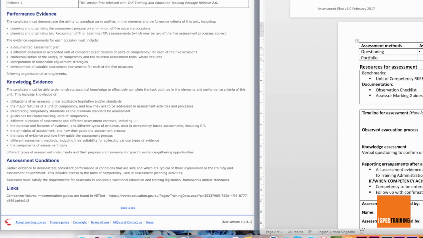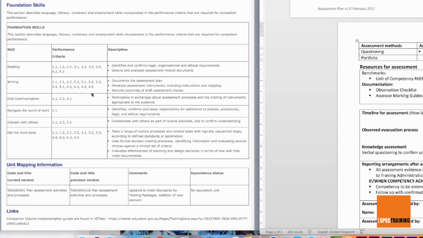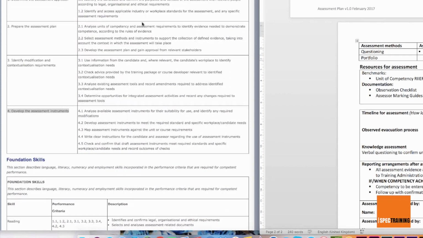Now, why would we have a short answer questionnaire? Well, if we look over here at the knowledge evidence on the unit of competency, some of these things require more than just a tick and flick. So obligations of an assessor under applicable legislation. That's going to be a question that requires a bit of an answer. Now, this is a level 4 unit, so you'd expect a decent answer, maybe a paragraph or two, to cover off all of the knowledge evidence. Now remember, to be a valid assessment, we have to capture all the evidence required both under the performance evidence and the knowledge evidence, as well as meeting the foundation skills and all of the elements and performance criteria.